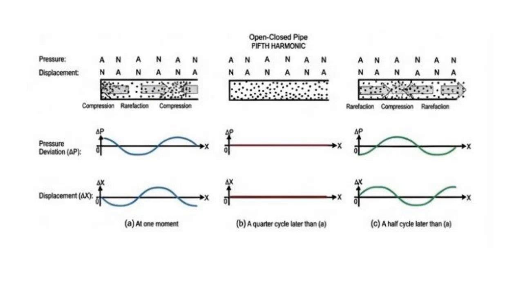Here we can see how pressure and displacement vary within an open-closed pipe at different points in time during the fifth harmonic. At one moment, labeled A, the pressure shows alternating regions of compression and rarefaction, with corresponding displacement patterns that are out of phase with pressure. 1/4 cycle later, in B, the displacement is momentarily zero throughout, while pressure remains steady. Half a cycle after the initial moment, shown in C, the pattern reverses with pressure and displacement waves flipped compared to the start. This illustrates the dynamic relationship between pressure and particle movement inside the pipe as the sound wave oscillates, helping us understand how standing waves form and behave in air columns.